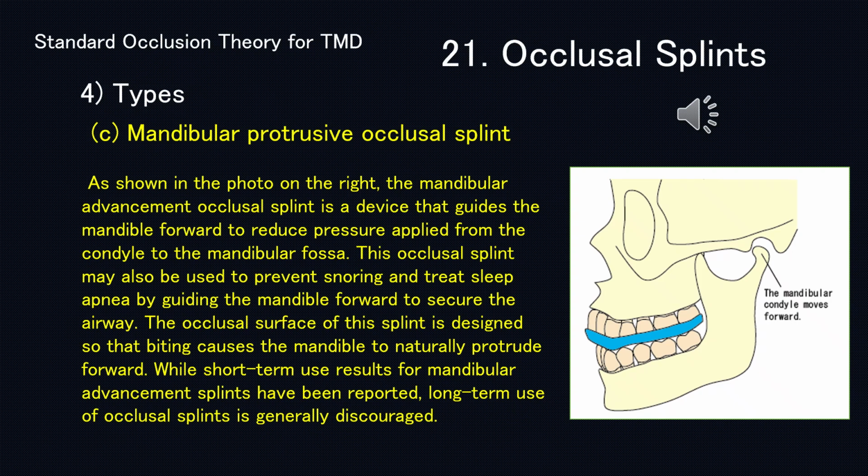This occlusal splint may also be used to prevent snoring and treat sleep apnea by guiding the mandible forward to secure the airway. The occlusal surface of this splint is designed so that biting causes the mandible to naturally protrude forward. While short-term use results for mandibular advancement splints have been reported, long-term use of occlusal splints is generally discouraged.